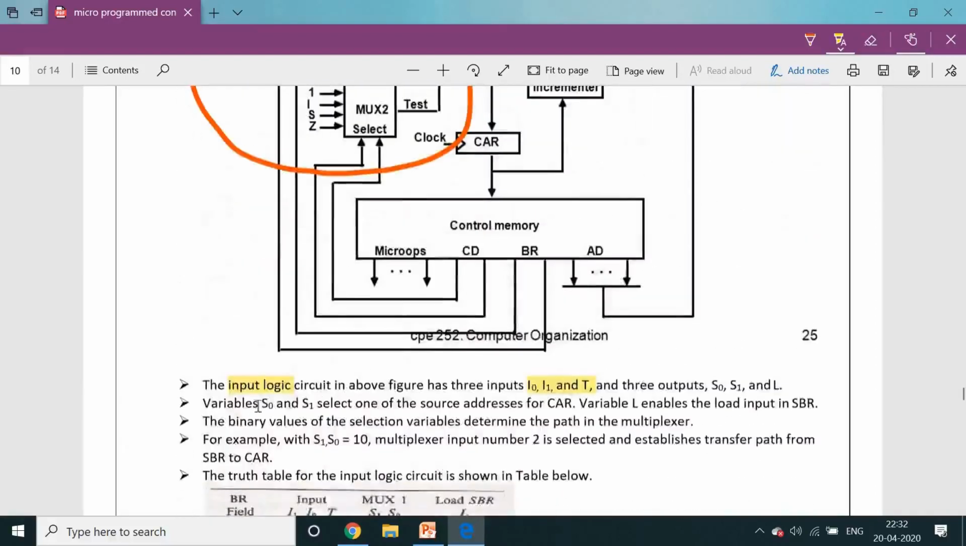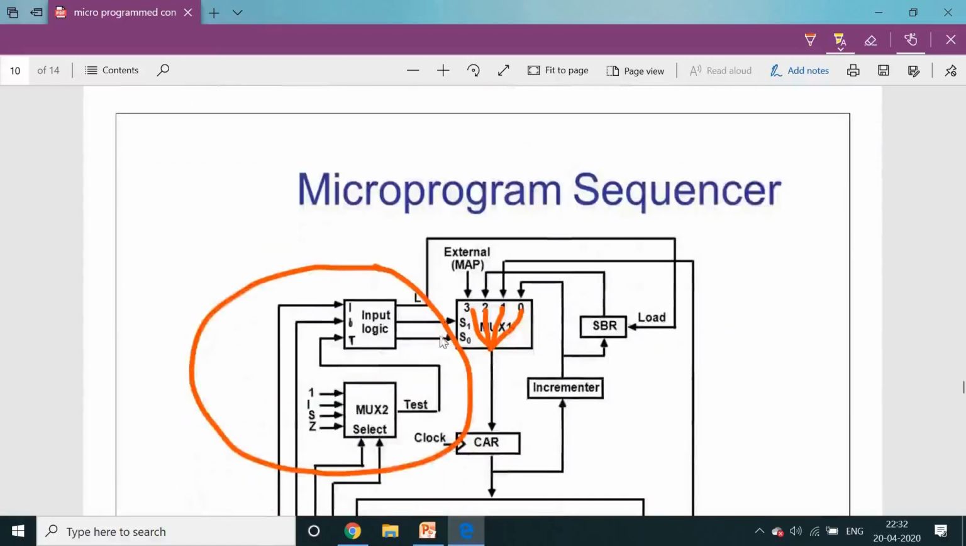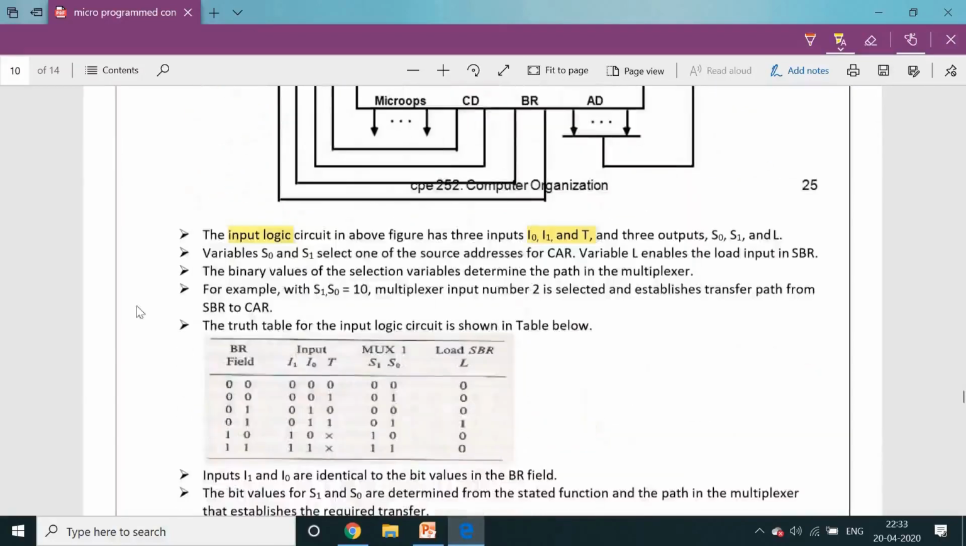Loading means strobe signal. Variables S0, S1 select one of the source addresses of the CAR. Variable L enables the load input in SBR. Binary values of the selection variables determine the path in the multiplexer. For example, with S0, S1 equal to 10, multiplexer input number 2 is selected. That means if it carries 10, multiplexer input 2 is connected to the output of the multiplexer, and this establishes the transfer path from SBR to CAR.